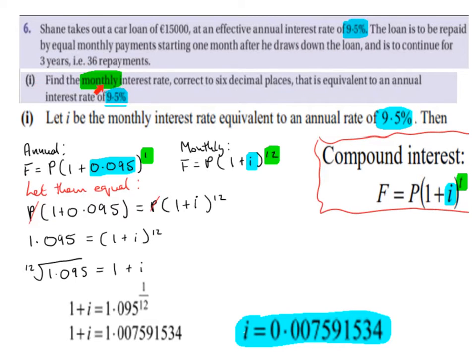36 repayments, because 12 times 3 is 36 months, so 36 repayments. Question 1. Find the monthly interest rate correct to 6 decimal places that is equivalent to an annual interest rate of 9.5%.